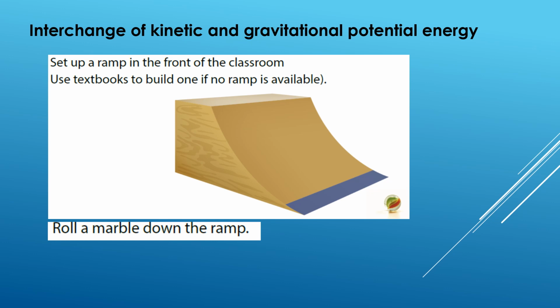So the gravitational potential energy at the top of the ramp is converted into kinetic energy as the ball comes down the ramp. So we can say simply, the gravitational potential energy has been transformed into kinetic energy.